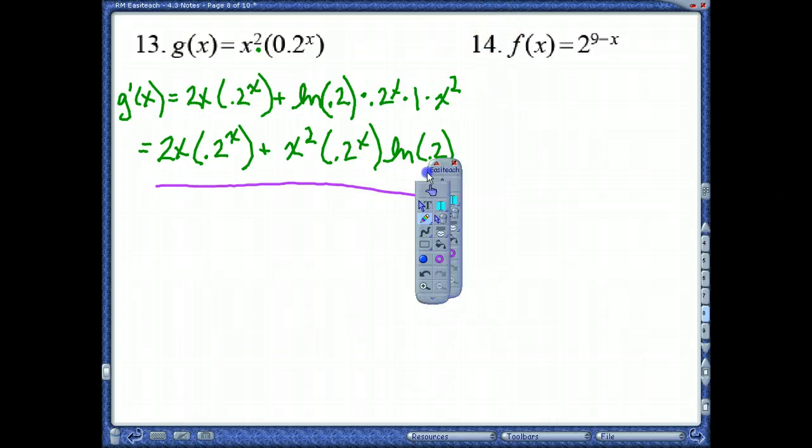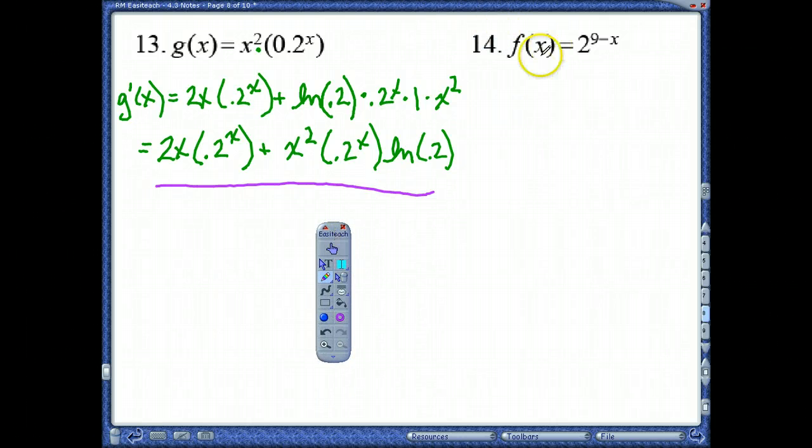Okay. All right, so let's look at example 14 here. Woo, 13 got a little big. We just have a plain ordinary exponential here.